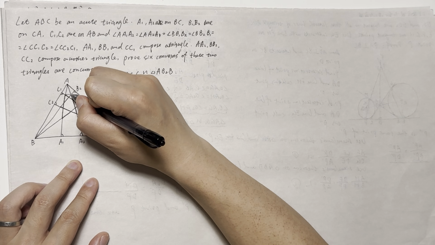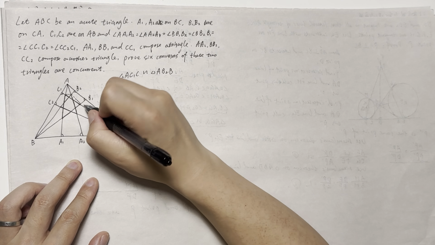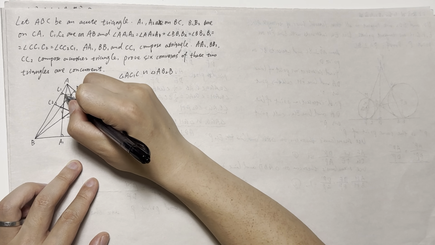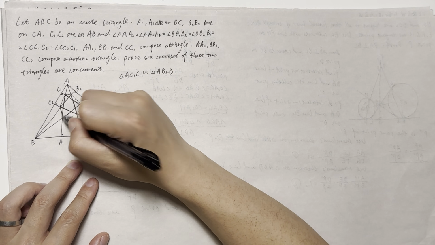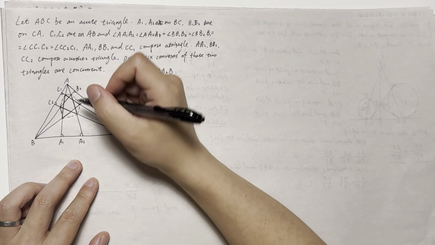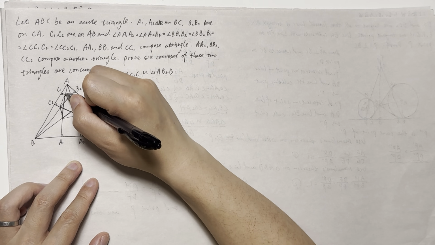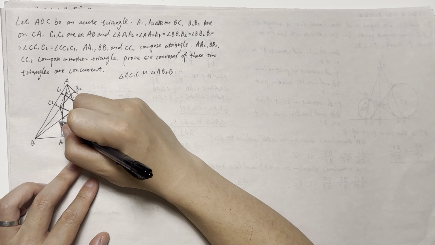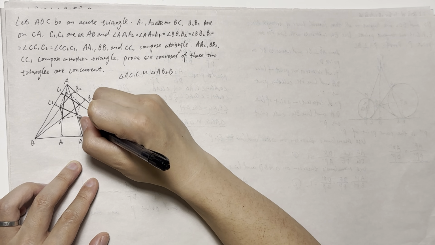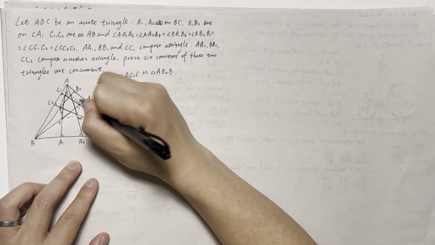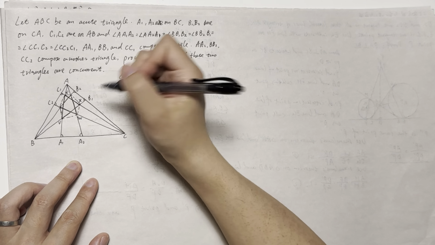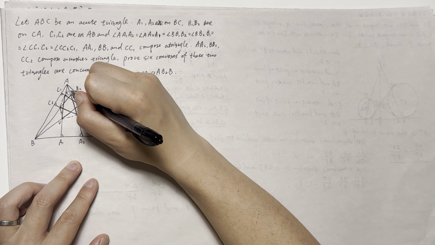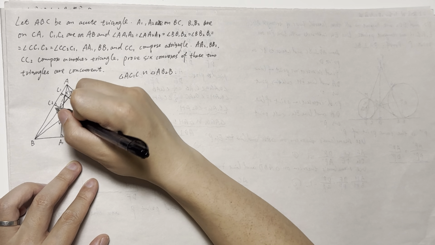We can just connect them together. And we give these points names. Say here is U, V, W, X, Y, Z.